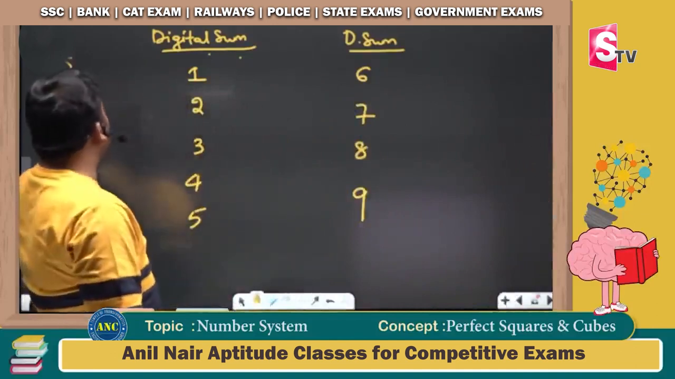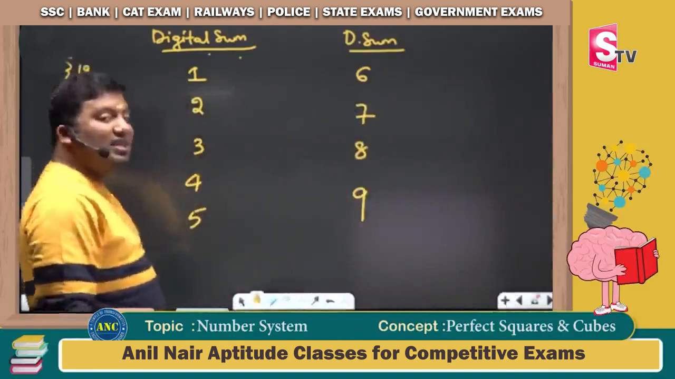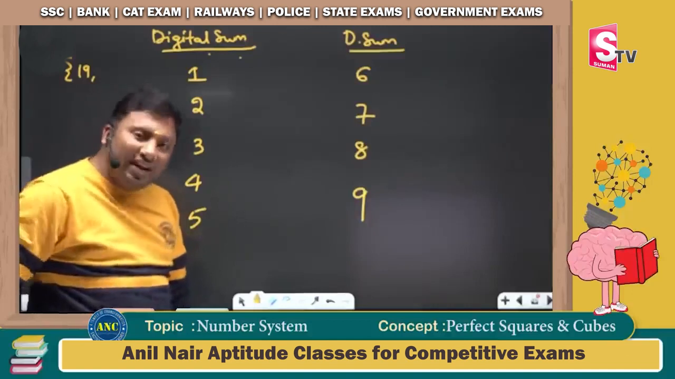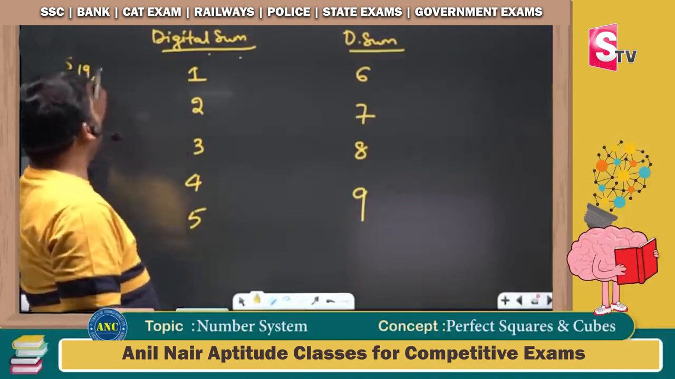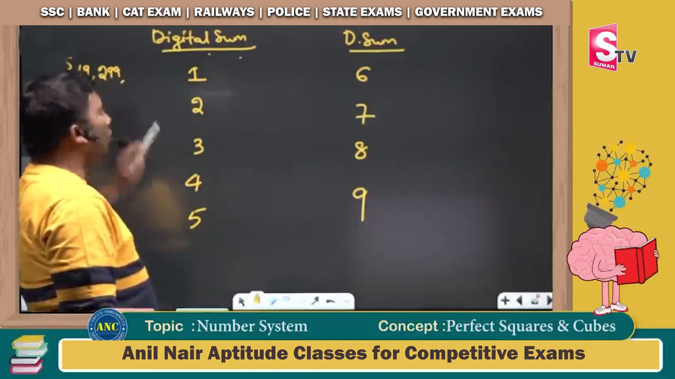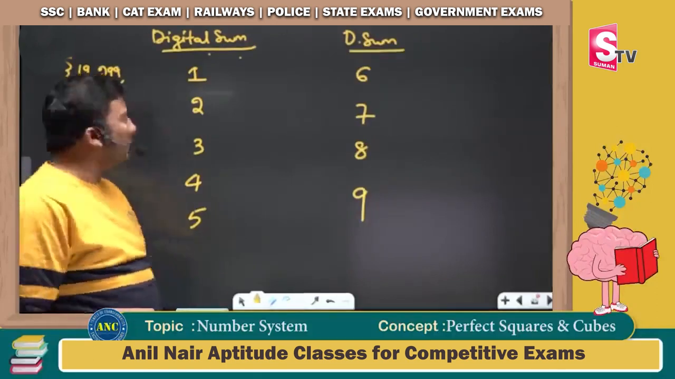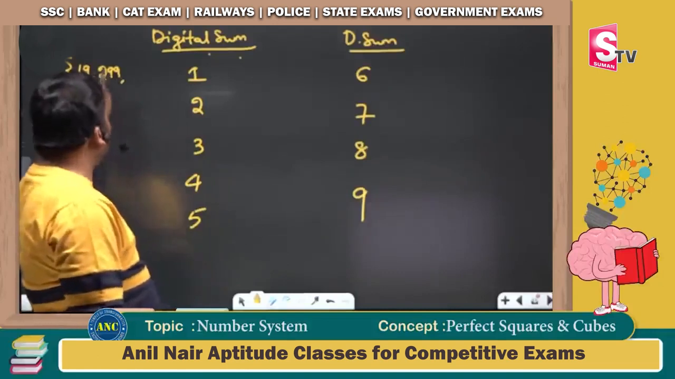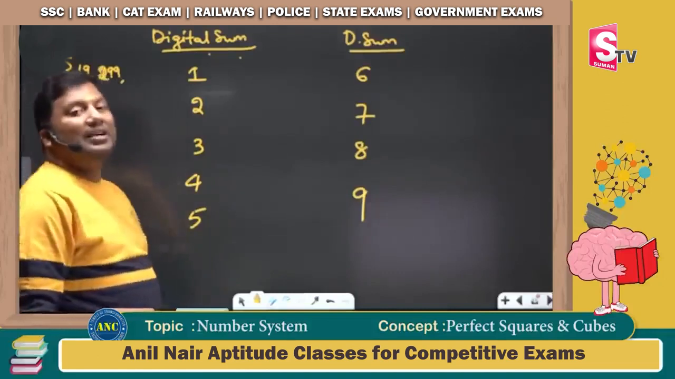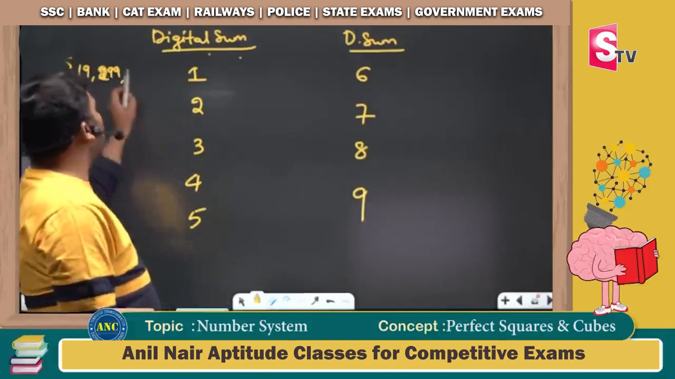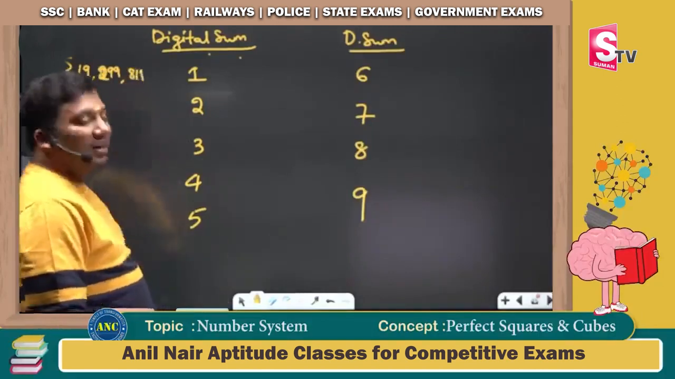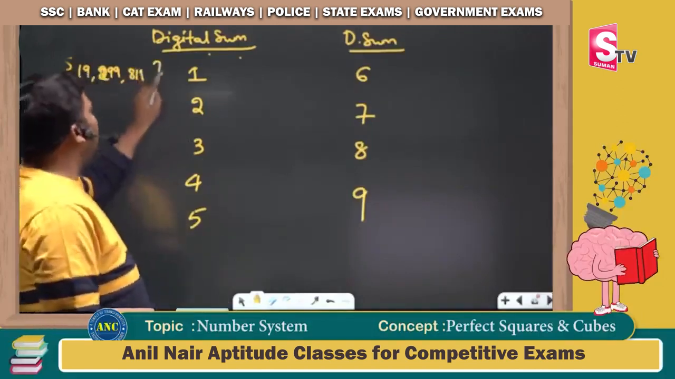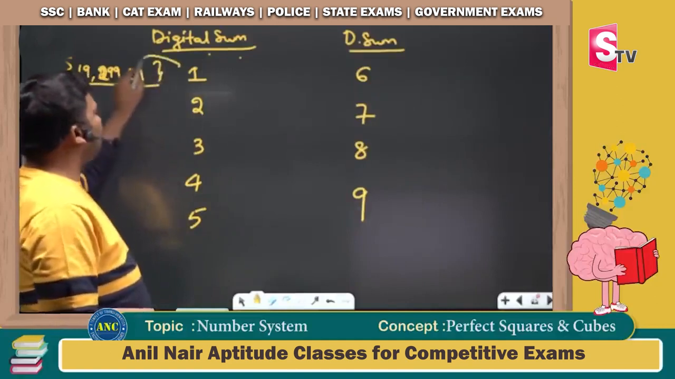Suppose I say 19. What is the digital sum? 1 plus 9 is 10, 1 plus 0 is 1. Suppose I take 299. What is the digital sum? 2 plus 9 is 11, 11 plus 9 is 20, 2 plus 0 is 2. Let us take 199 instead: the digital sum is 1. For example, 811, digital sum is 1. This is the set of all the numbers whose digital sum is 1.